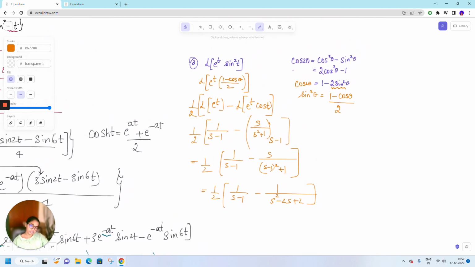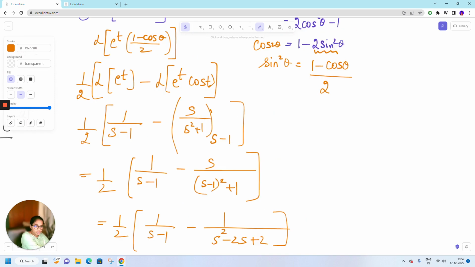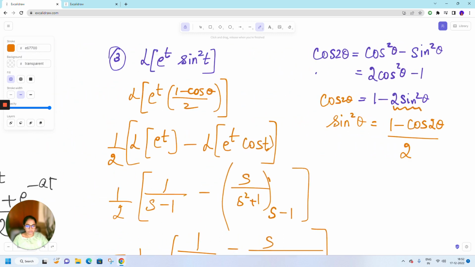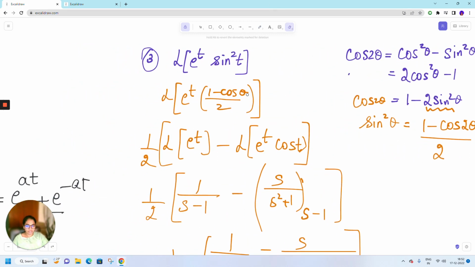What was sine square t formula? We first took cos 2 theta formula. Yes, what was cos 2 theta? It was 1 minus 2 sine square theta. Okay, now while simplifying for sine square theta, we got 1 minus cos 2 theta divided by 2. So we would have to change it everywhere. So this would be cos 2 theta or cos 2t. This would be cos 2t. And here we would get s square plus 2 square.